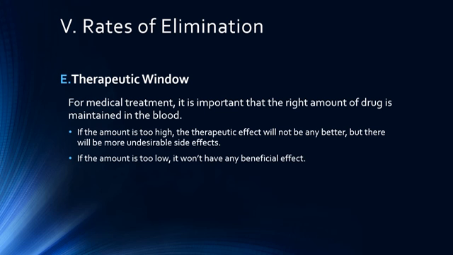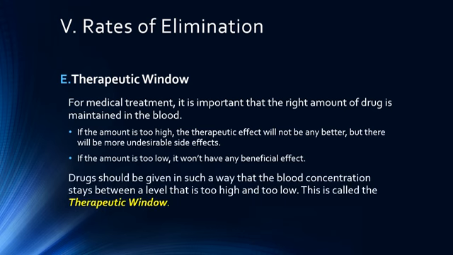So with antibiotics, if it gets too low, you get things that adapt, and so then you end up with things that aren't good, that don't respond to antibiotics, and so you really want to watch out for that. So drugs should be given in such a way that the blood concentration stays between a level that is too high and too low, and this is called the therapeutic window.